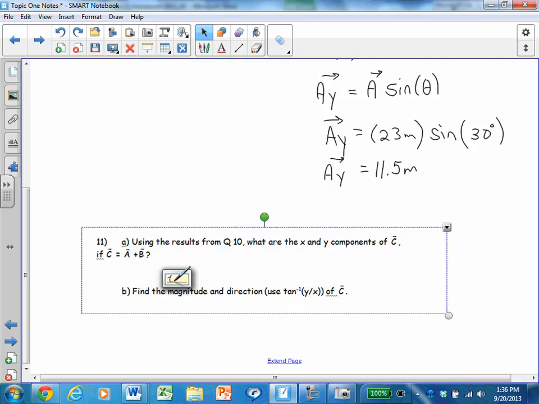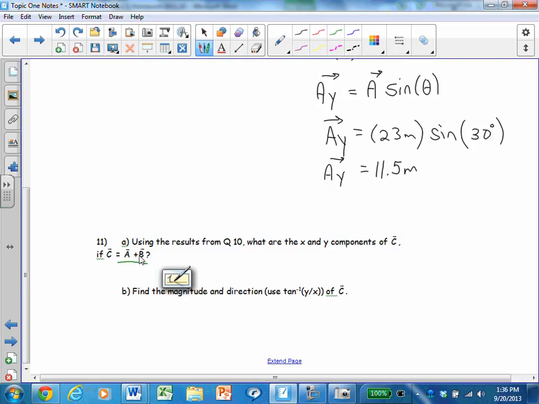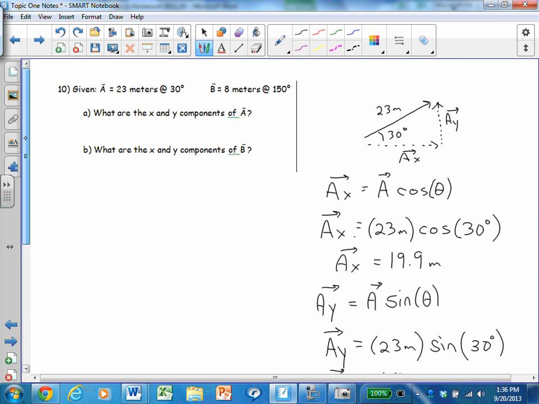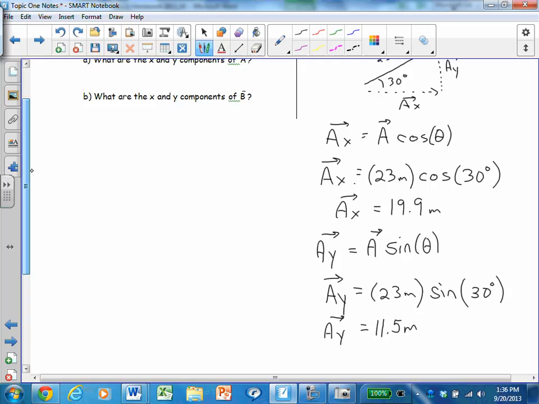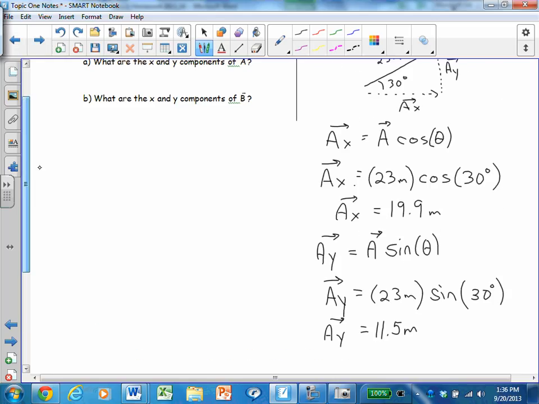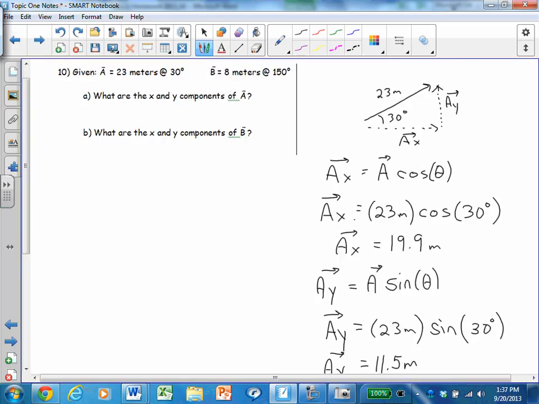See that? So in this case, we found A, we found our AX, and we found our AY, but when we're looking at the steps of adding vectors, what else do we need to do? We found AX, and we found AY, but we also need to find BX and BY first. See?